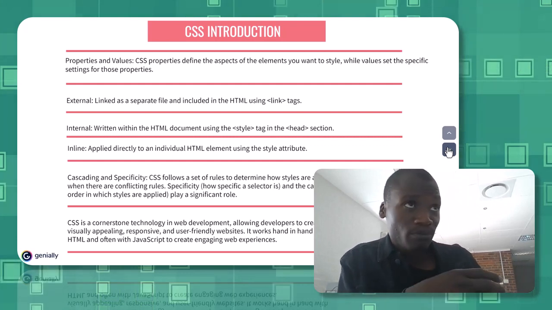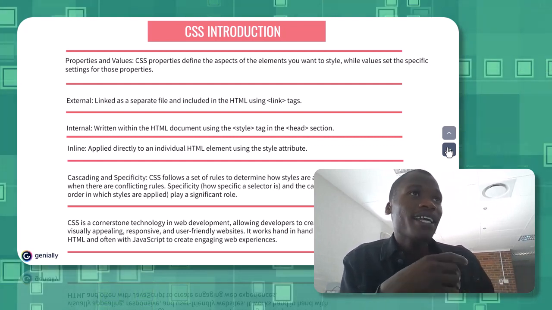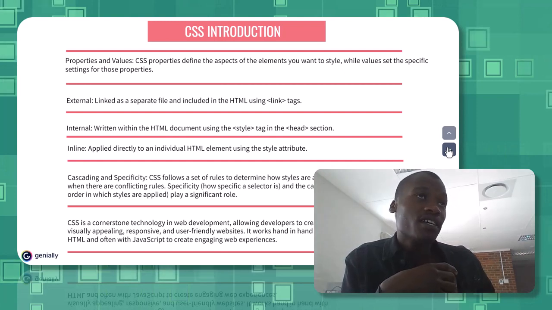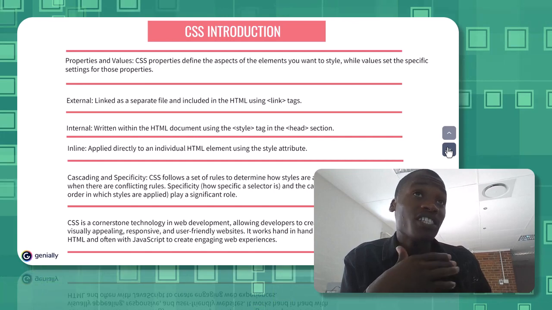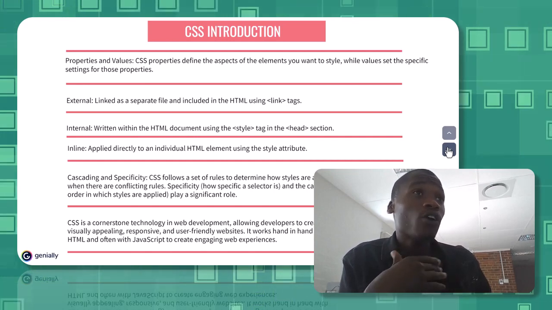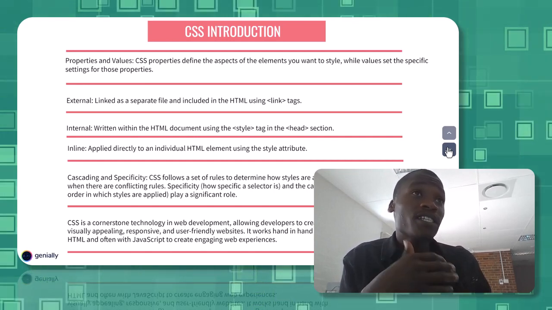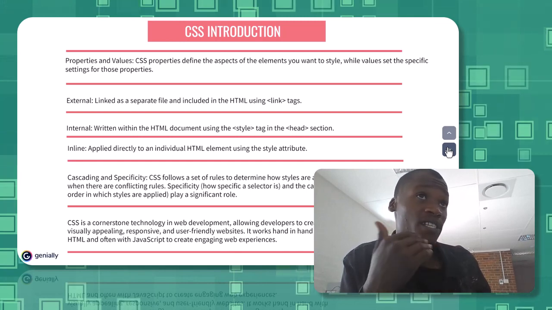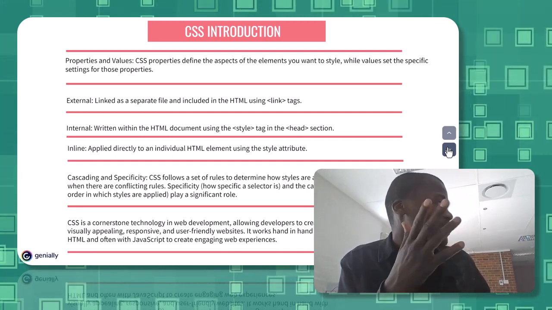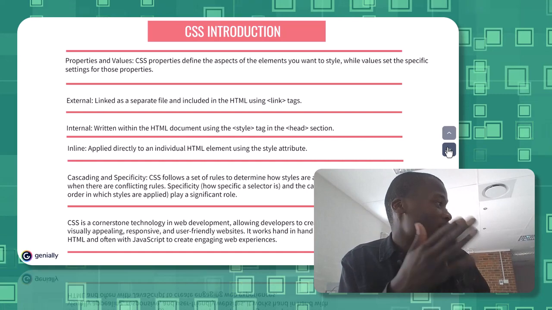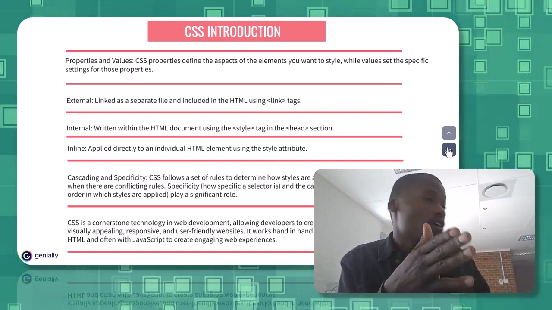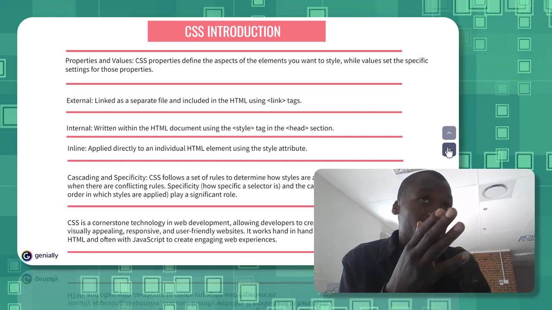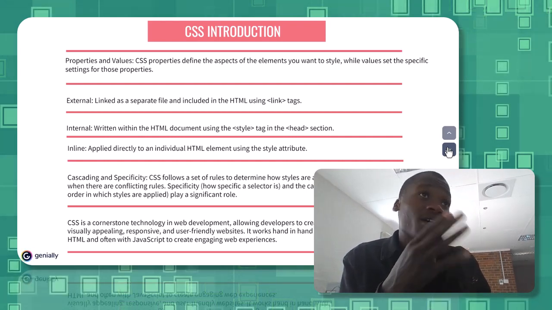So, cascading and specificity in CSS. CSS follows a set of rules to determine how styles are applied when there are conflicting rules. Specificity, how specific a selector is, we'll dive deep into that, I think, in the upcoming session about what specificity is in CSS. And the cascade, the order in which styles are applied, plays a significant role in CSS.